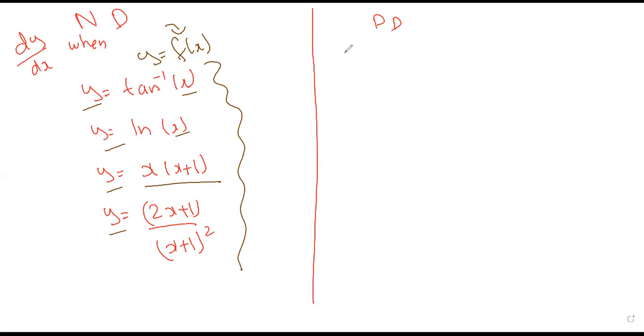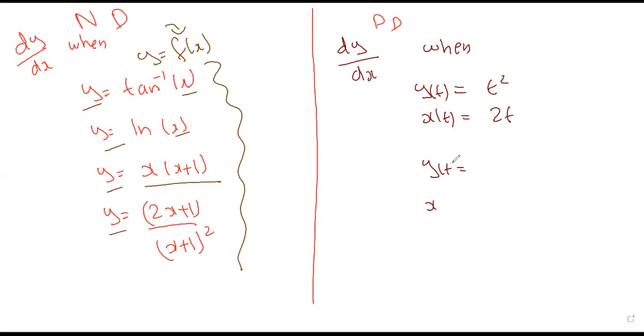Now in this case, the question is going to be the same. You would be asked to find dy by dx when y equals something, x equals something. I'll explain. y of t, x of t. Let's say this is t square. Let's say this is 2t. y of t, let's say this is sine t. x of t, let's say this is cos t. Okay. One question, two questions.